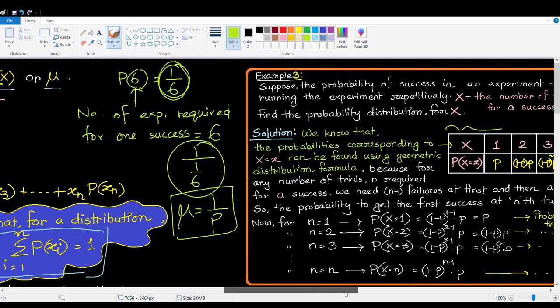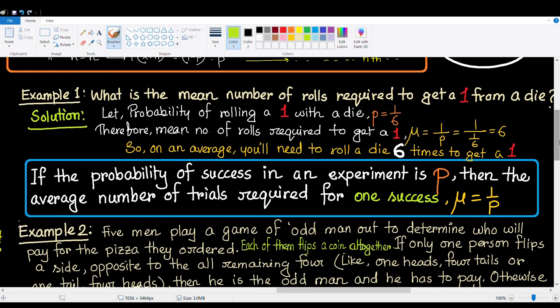Let's see an example. The question states, what is the mean number of rolls required to get a 1 from a die?